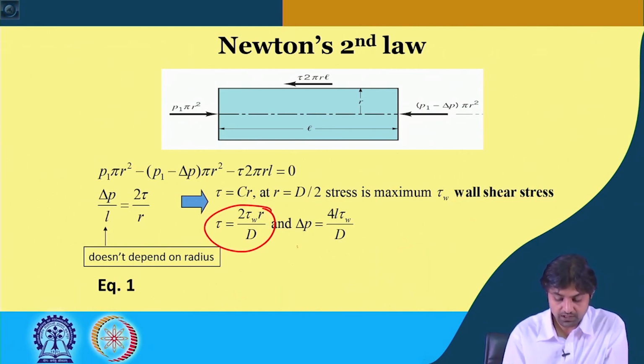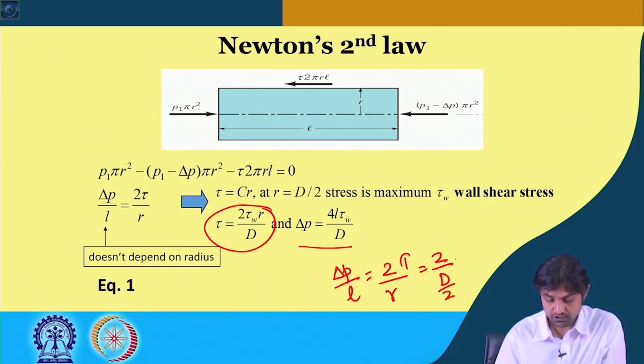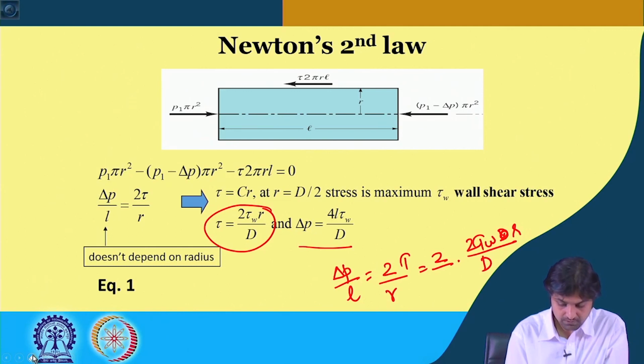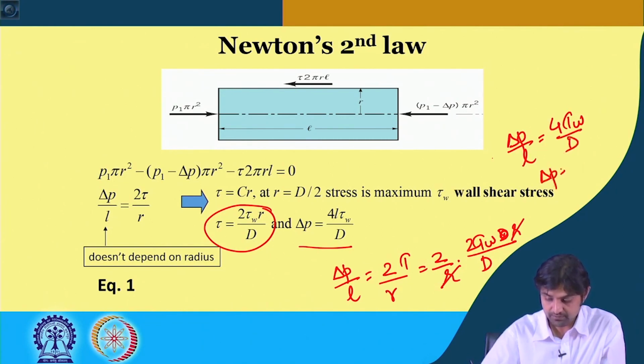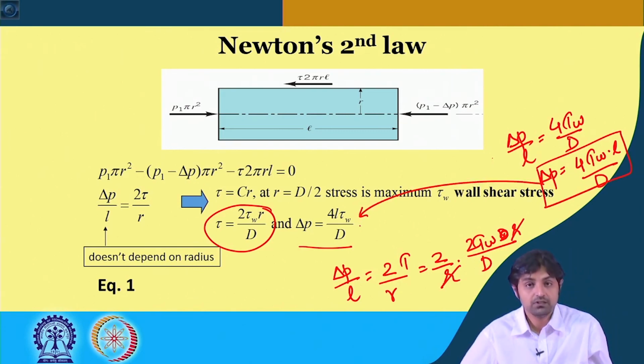And when we have obtained tau, we can write delta p, because delta p by L is equal to 2 tau by r, where we can write D by 2 here, and tau is 2 tau w r by D. So this r and r get cancelled, so this becomes delta p by L is equal to 4 tau w by D, and delta p becomes 4 tau w into L by D, this same equation. All right.